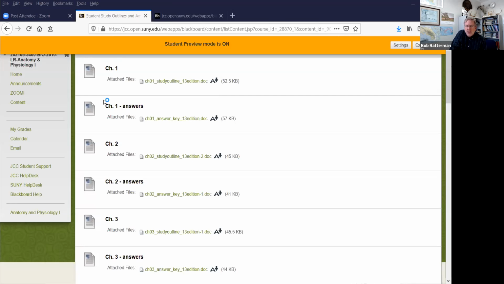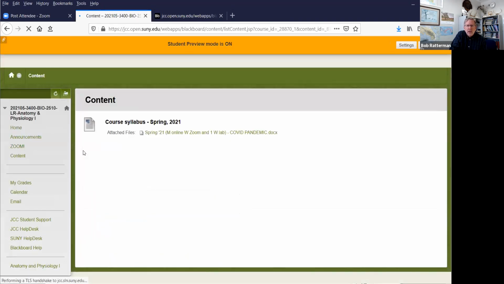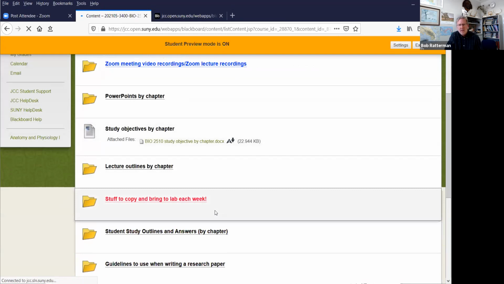I'm not saying you have to do these or you should necessarily do them, but if you think that would be helpful to you, then by all means. You just have to develop your own study strategy.